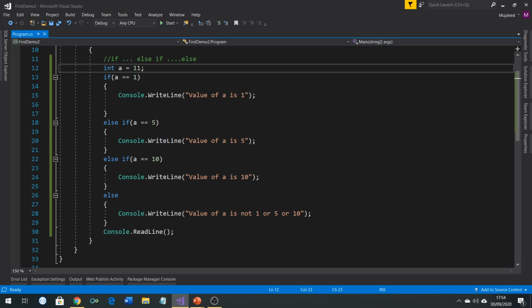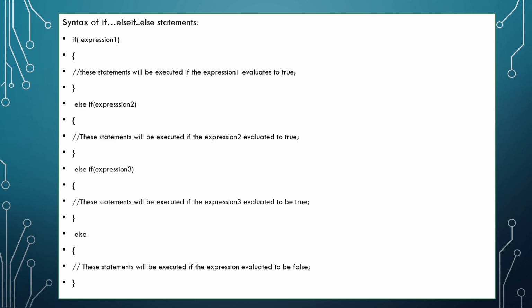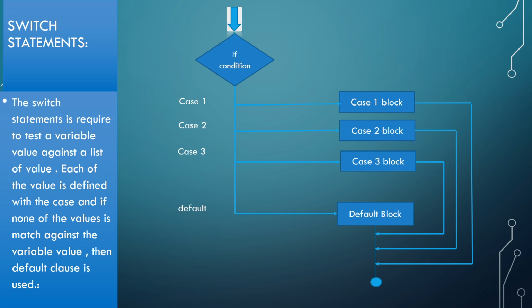Now let's go to another statement, that is the switch statement in C sharp. The switch statement is required to test a variable value against a list of values. Each of the values is defined with a case, and if none of the values is matched against the variable value, then the default clause is used.